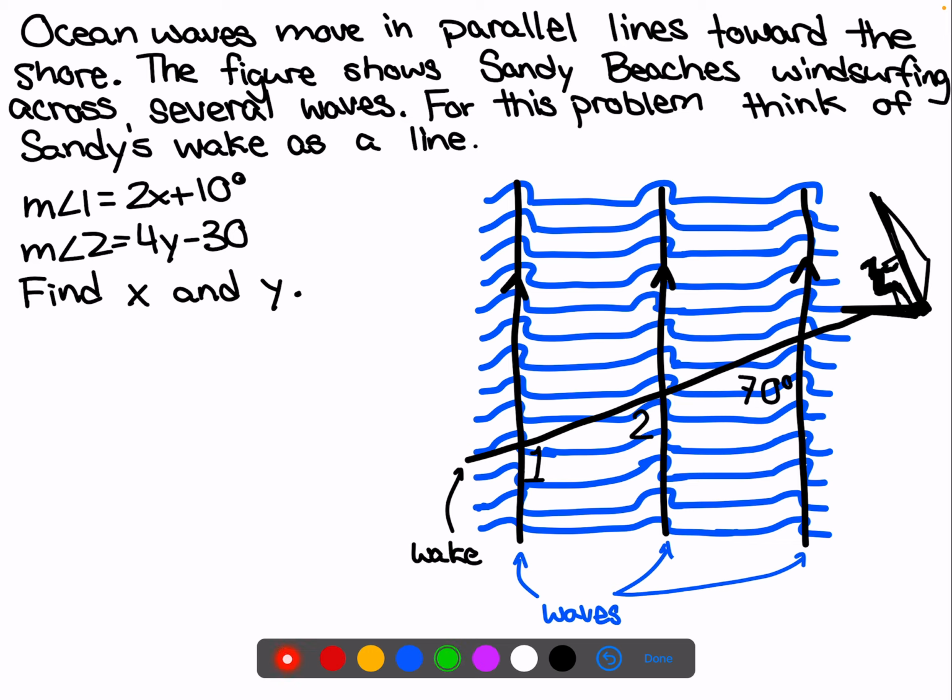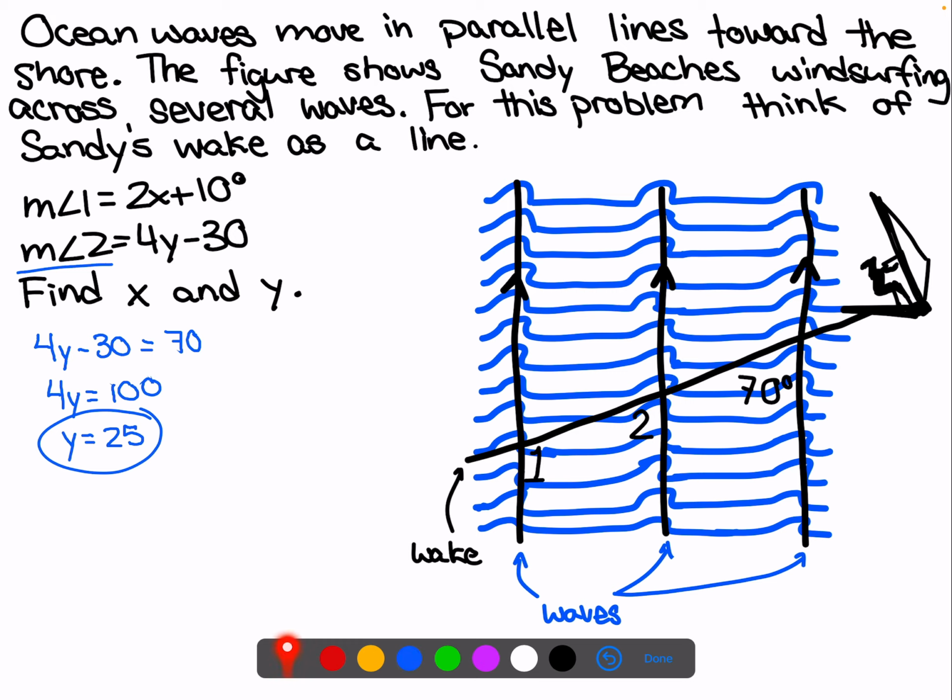So to get started, let's go ahead and look at the angle relationship between these two. Well, angle 2 and 70 degrees, these are corresponding angles, so they are congruent. So I can start off by saying 4y minus 30, which is the measure of angle 2, is equal to 70 degrees. From here, I can just go ahead and solve. I get 4y equals 100. Therefore, y is equal to 25. So I already solved for y.